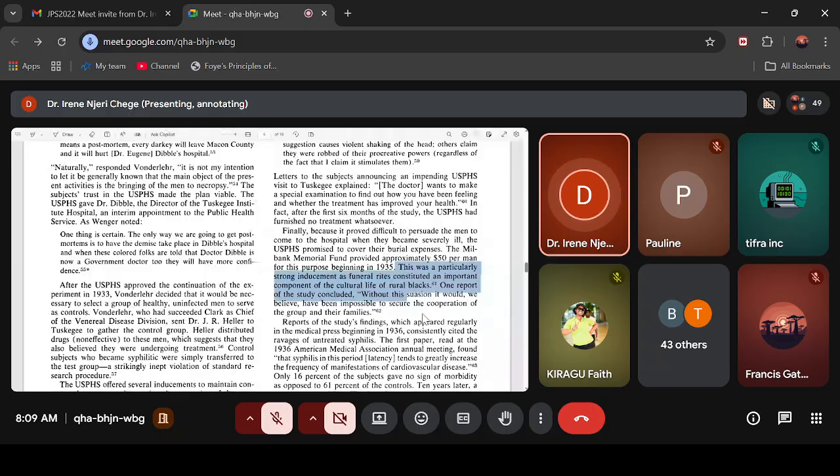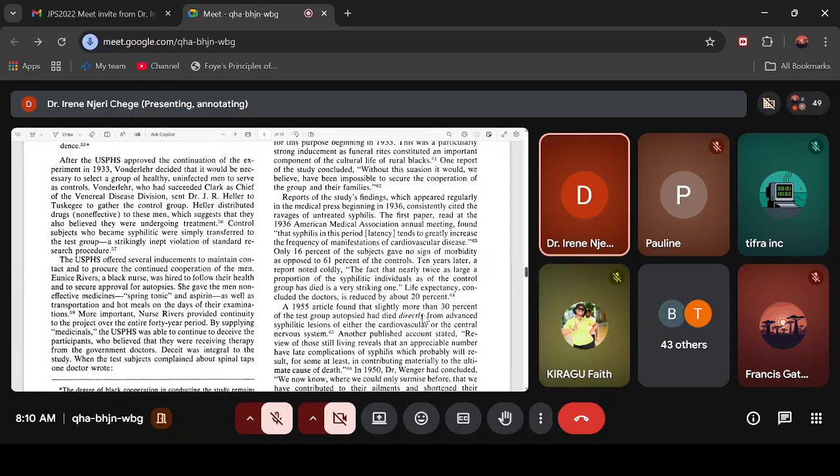Okay, so you see, you continue lying to them, providing them physical harm, psychological harm. Okay, you offer them money to be buried. And then they knew the ravages of untreated syphilis in 1936, and they're still continuing with the study.